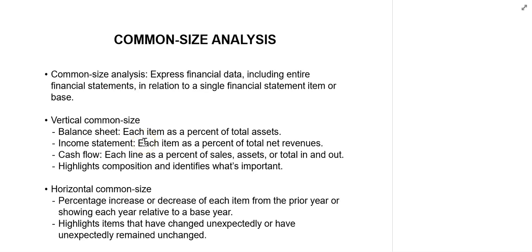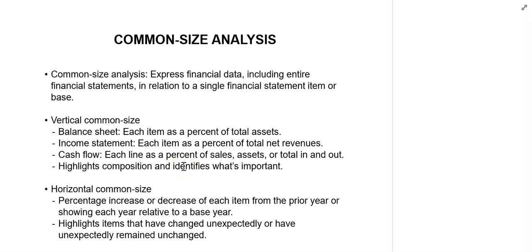In the vertical common size analysis, in a given year, every item in the income statement or a balance sheet or a cash flow is divided by the relevant one number. For example, for the balance sheet, each item is divided by the total assets. For the income statement, each item is divided by total net revenue or sales. And for the cash flow, it may be represented as a percentage of sales or total assets or total cash inflows or total cash outflows.